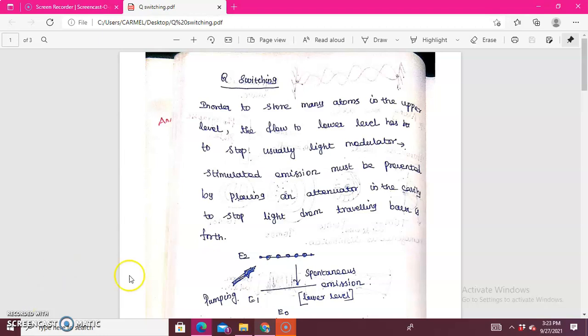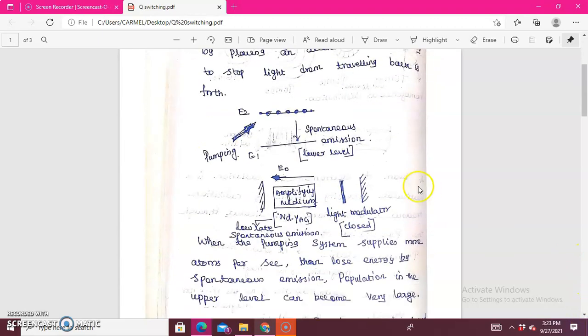From the Q switching point of view, this is just storing many atoms in the upper level. You all know the energy band level diagram. In this diagram, we have two levels, lower and higher. Here, for population inversion, we are doing the pumping action. When the pumping action increases, you get a large number of atoms present in the upper part.